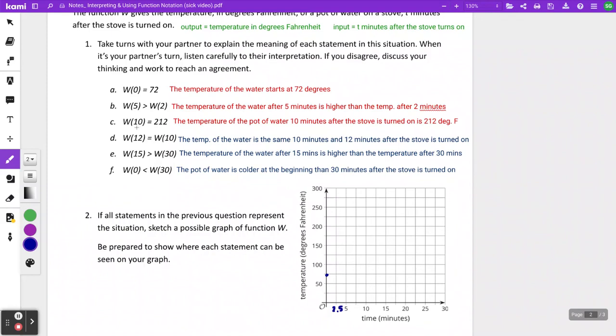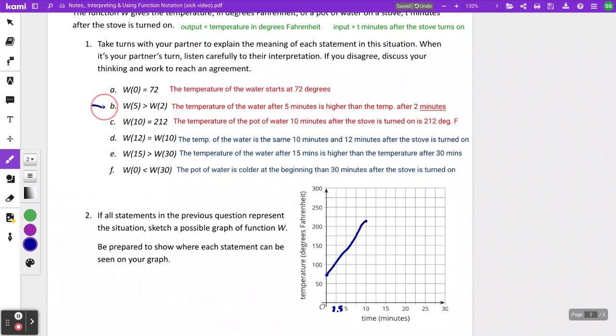I know at 10 minutes, the temperature is 212. So I'm going to go to 10 minutes, and then I want to go up to 212 degrees. This line here is 200. This next line would be 225. So that's really like almost in between 200 to 225. And then I'm just going to guess the temperature is going up like pretty constant. So I'm going to do something like this.